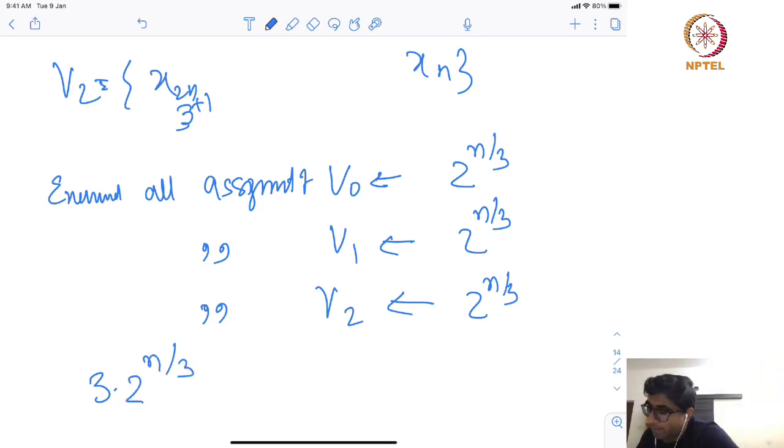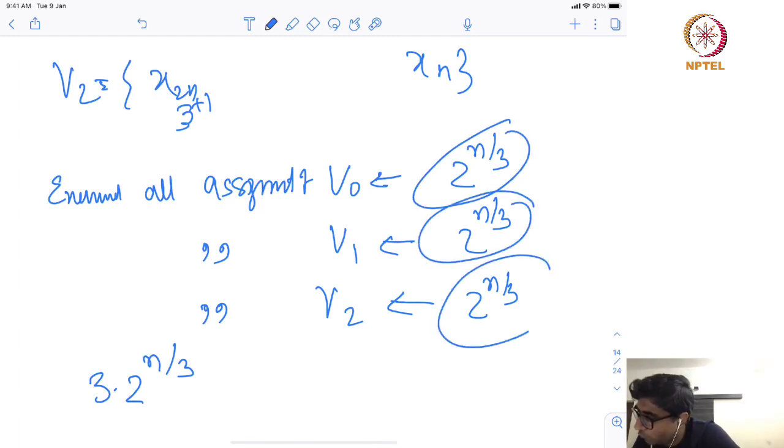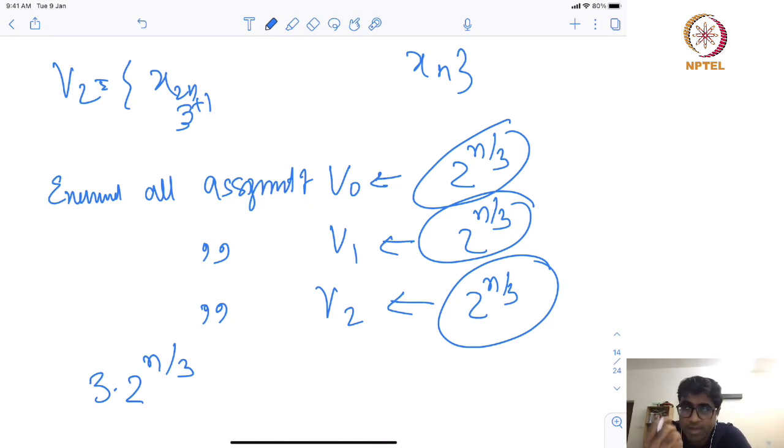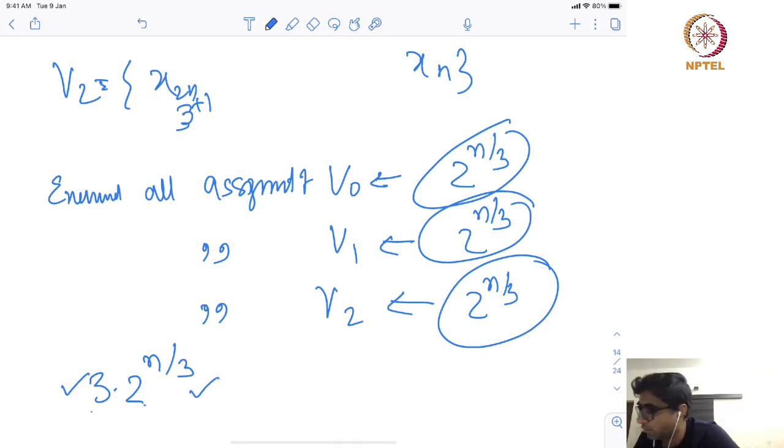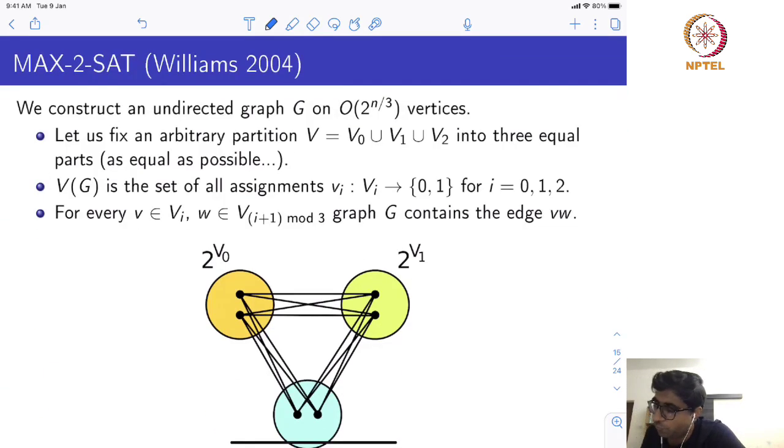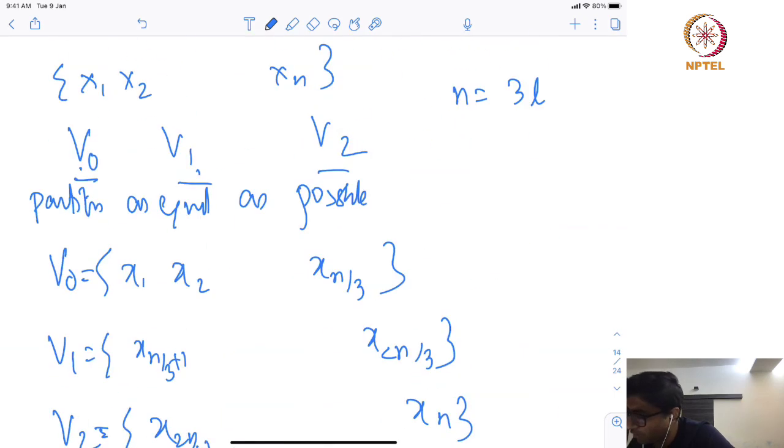And now, each of these assignments will correspond to a vertex in our graph. Okay. So, the total number of vertices in our graph will be 3 into 2 to the power n by 3, and this is what is happening. So, you fix an arbitrary partition v0, v1, v2 into 3 equal parts, and what is a vertex? It is a set of all possible assignments vi to 0, 1 for i equal to 0, 1, 2. Now, how do you give an edge?